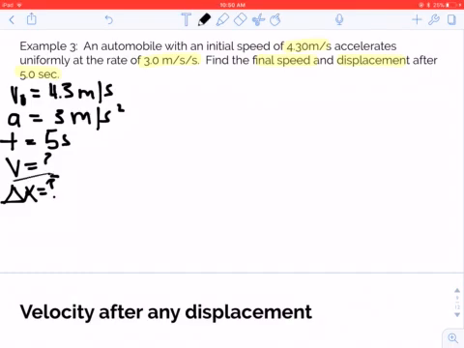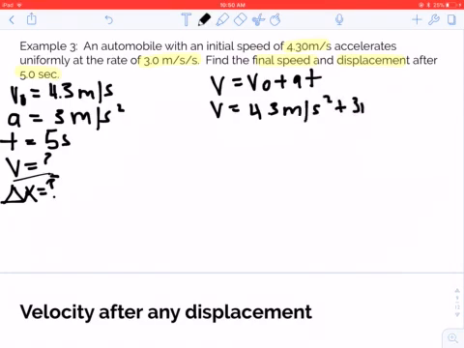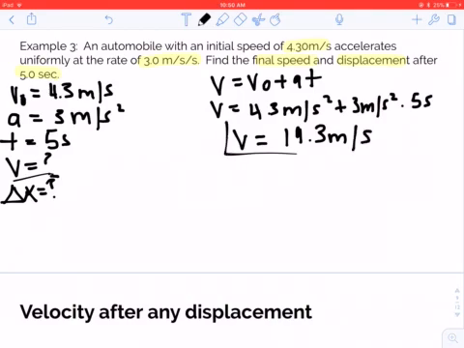So first, we're looking for final speed. We can use equation 1, as we have been in the previous 2 examples, to find that final speed. We plug in what we know and leave what we don't know as a variable. We get that the final velocity of our car is 19.3 meters per second. Okay, so speeding up in the positive direction.